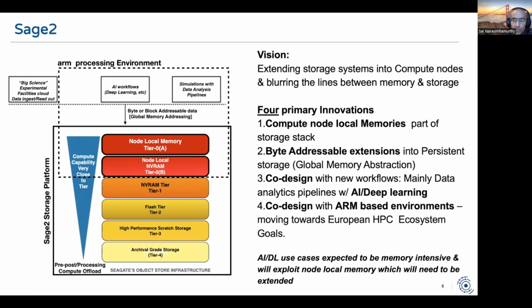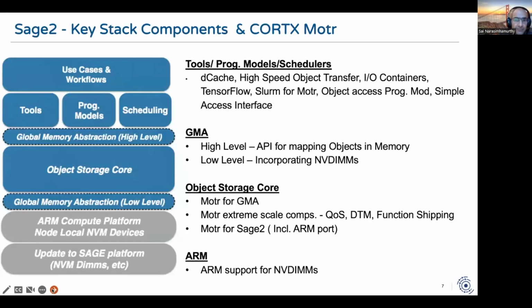And we co-designed the CORTX Motr-based system with these new workflows from AI and deep learning. And we also co-designed with ARM-based environments as well. So we added an ARM tier to the stack. So this just shows that the object storage CORTX Motr was right in the middle of the stack, where you had the use cases and workflows at the very top, and the ARM compute and the x86 tiers at the bottom, and everything was managed by the CORTX Motr object storage system.